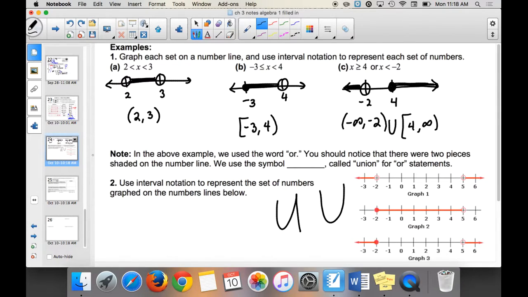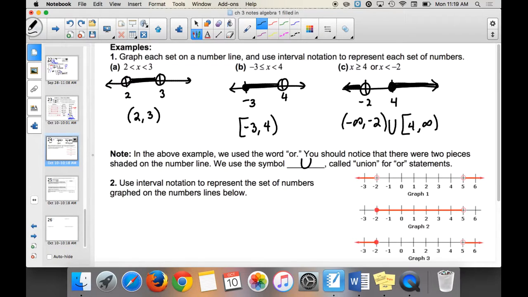So it's a certain math symbol. It means union. So how do you know when to use the parentheses and not? If it's equal to, so if it's filled in, we use the bracket. If it's open, so not filled in, then we use the parentheses. Okay, infinities always have parentheses. All right, so a U stands for union, and it's used when we use the word or.